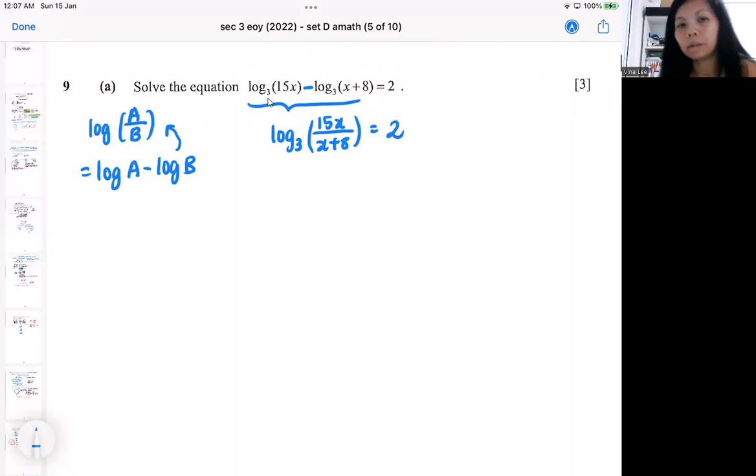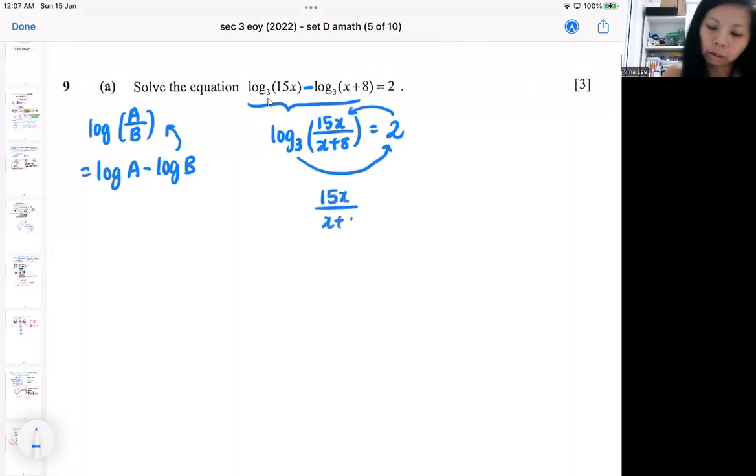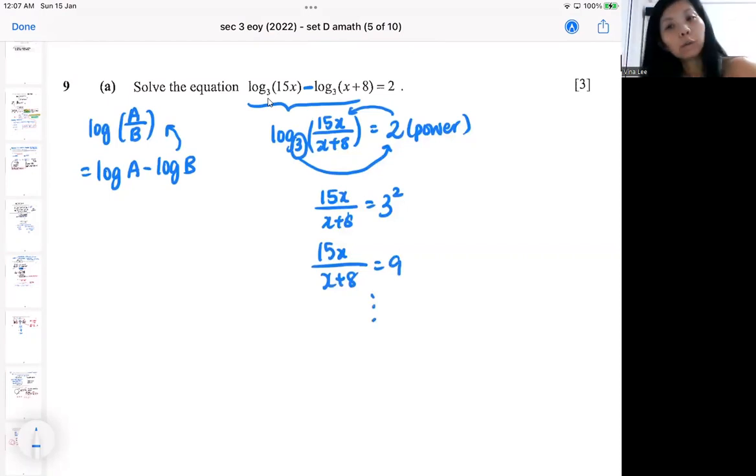Then you get rid of the log. This is the structure for getting rid of the log. This is the base. This part is the power. So from here it is just your algebra. There's no trick about this, and it is quite direct.